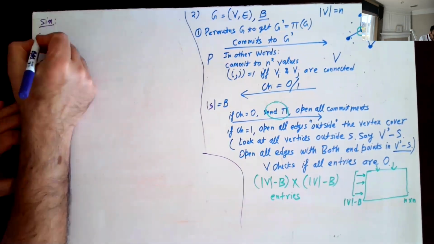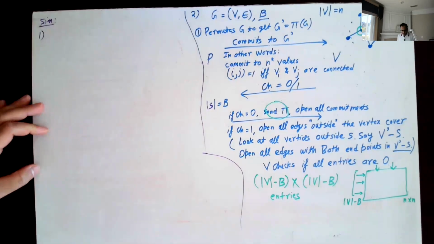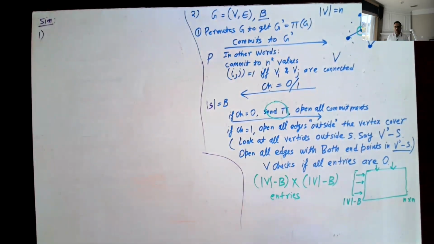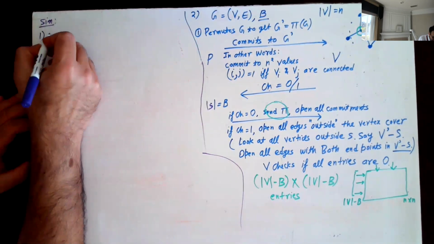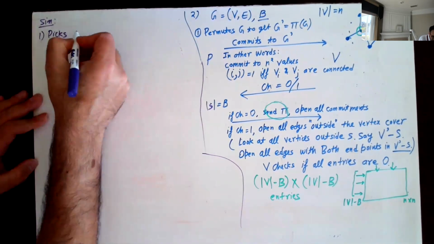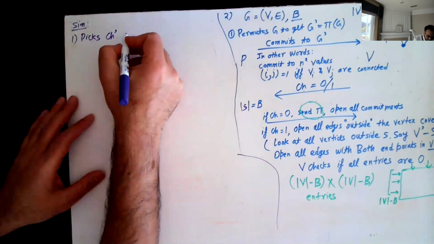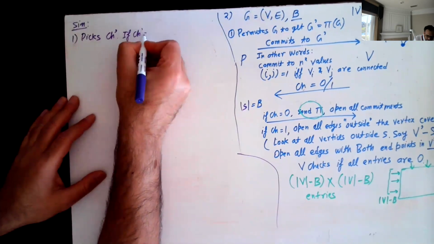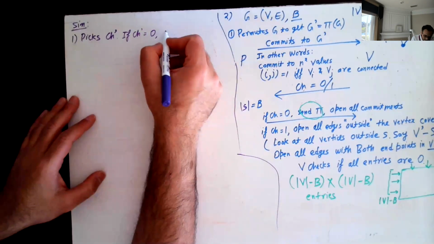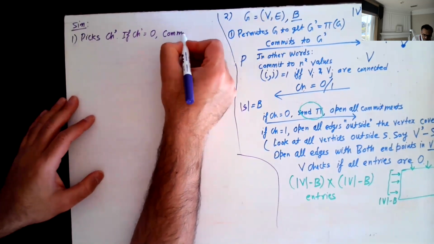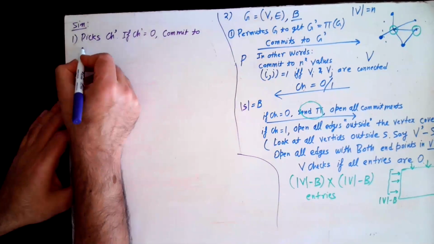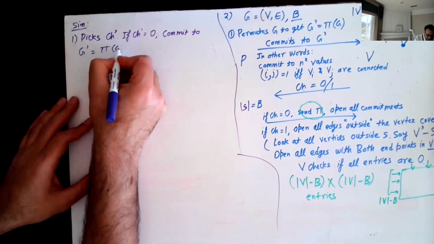and based on that, the simulator either commits to a G prime which is isomorphic to G, or the simulator can commit to an empty graph without any edges. Okay, so the simulator picks CH prime, which is a guess for the challenge CH. If CH prime is 0, commit to a graph G prime, which is pi of G.